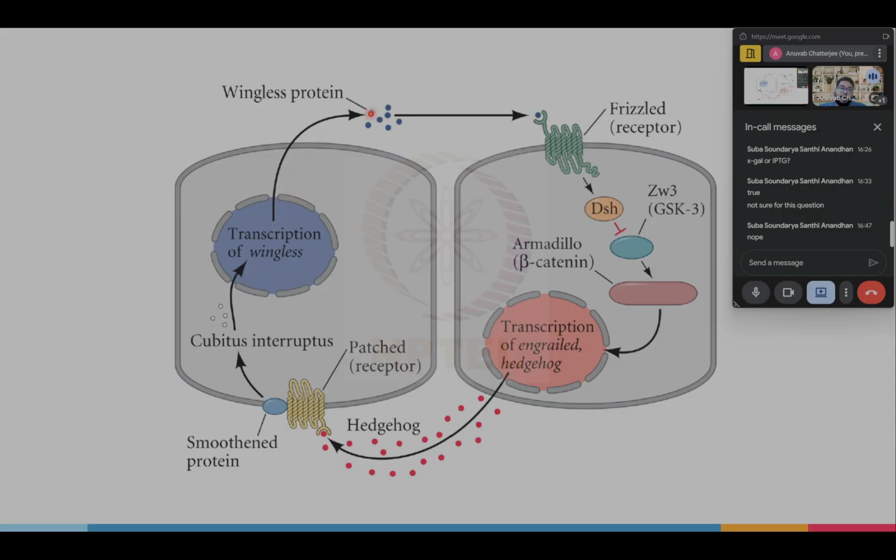And wingless is also secreted out, and wingless goes and binds to frizzled on the first cell, and actually this is a feedback loop. Now the wingless signaling in this particular case, which is the Wnt beta catenin signaling, causes more and more expression of engrailed. So this feedback essentially makes sure the one cell only expresses engrailed and the other cell only expresses wingless.